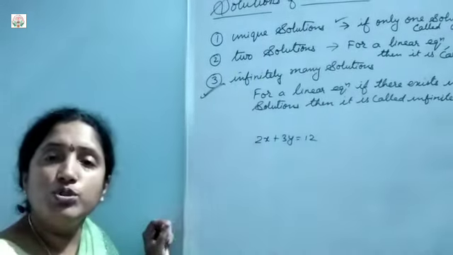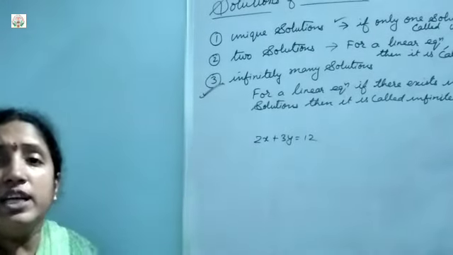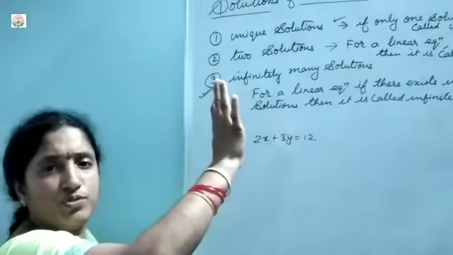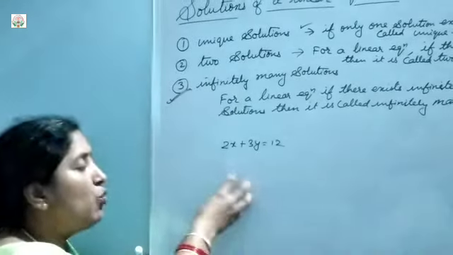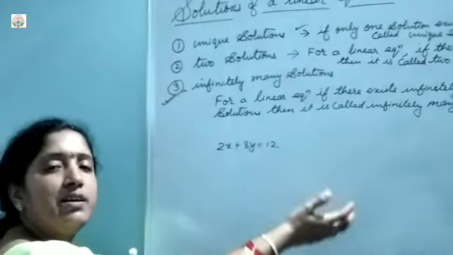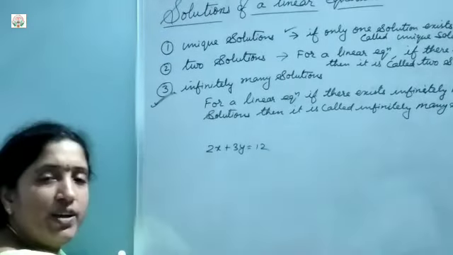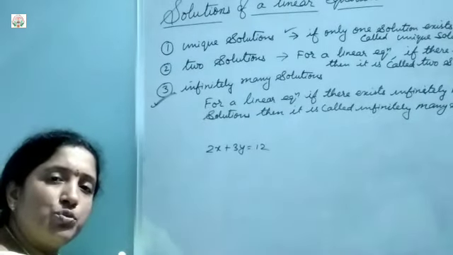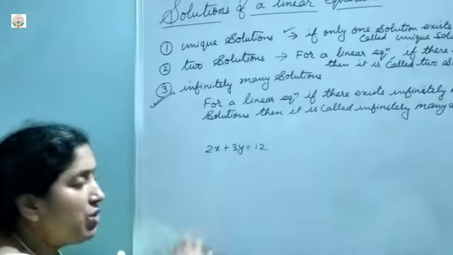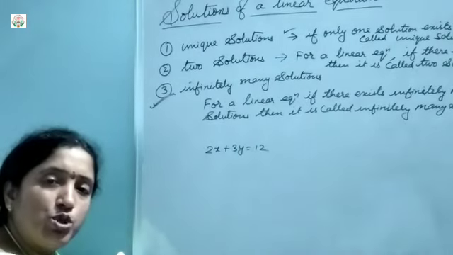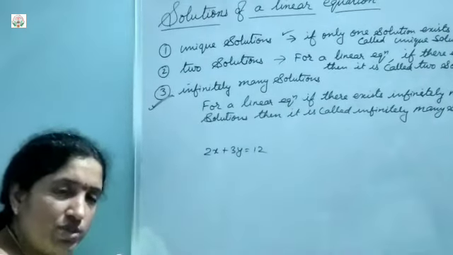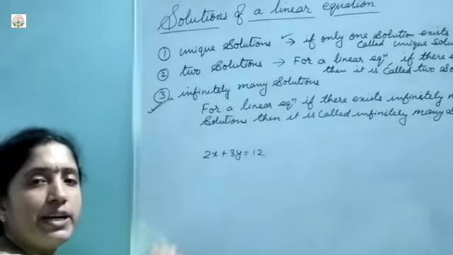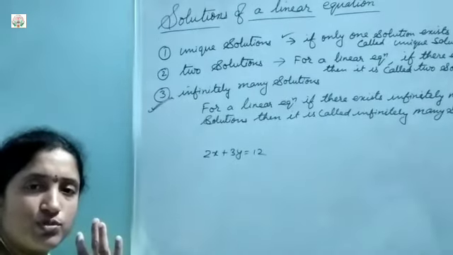Then infinitely many solutions means for a particular linear equation, if there exist as many solutions as you want. You can find out by assuming one variable as 0, find the value for the other variable. Same way, again the other variable you take it as 0 and then find the first variable. Likewise, take different values and get the other solutions. Then it is called what? Infinitely many solutions. Okay, clear?